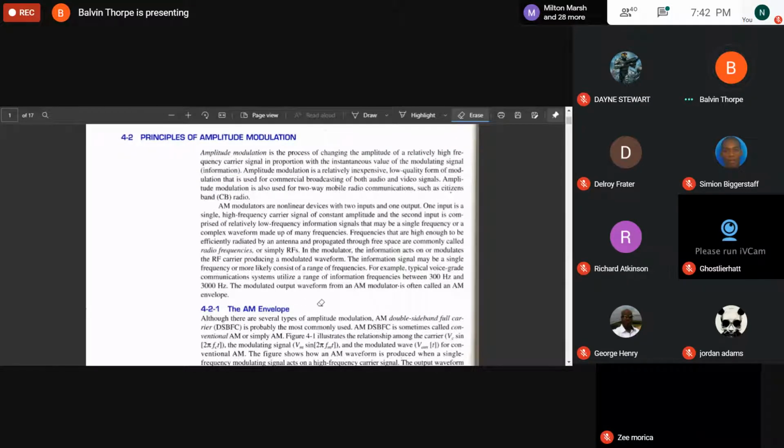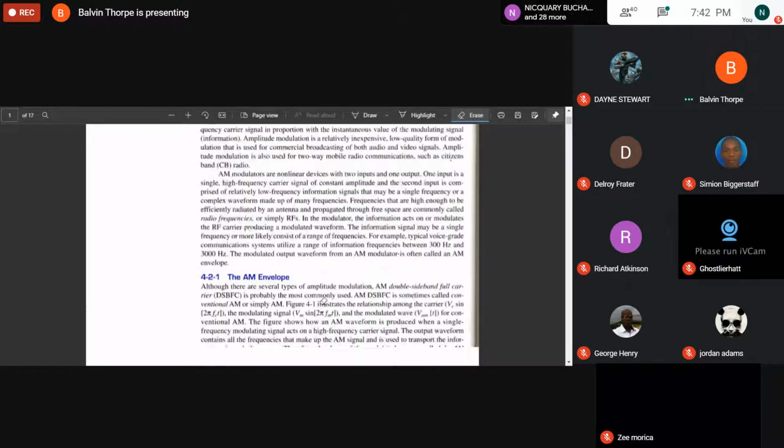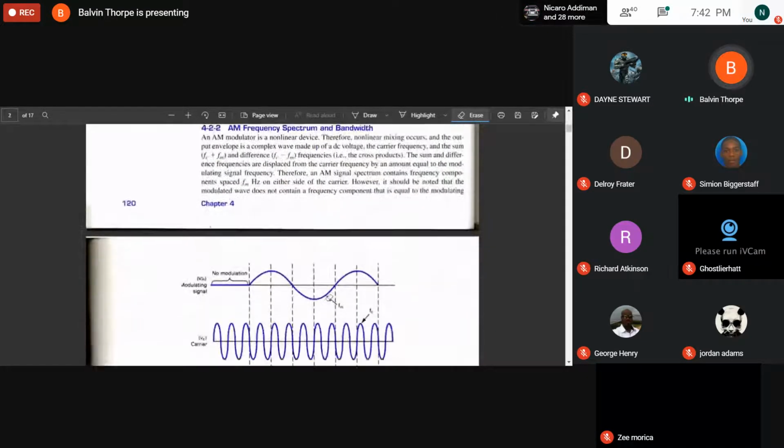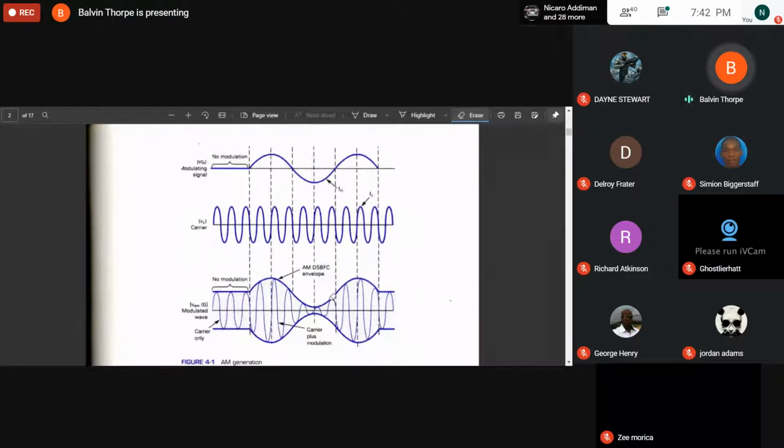Now, how do you go about doing the whole concept? So this is the picture of what we just spoke about, ladies and gentlemen. Here, you will notice that the first wave is your information. That is what you want to get from point A to point B, all right? Are you with me? Yes, sir.